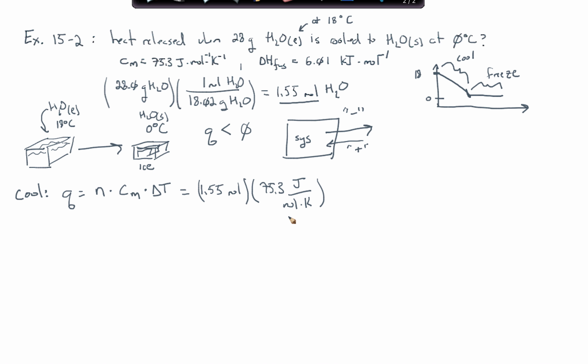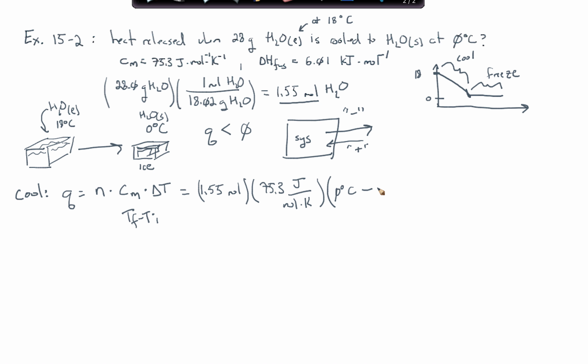Same exact thing as last time, but now the reason we're going to end up with a sign less than 0 when we didn't before is because our final temperature is actually less than our initial temperature. Remember, delta T is always T final minus T initial. Well, what's the final temperature? 0. So our final temperature here is 0 degrees Celsius.